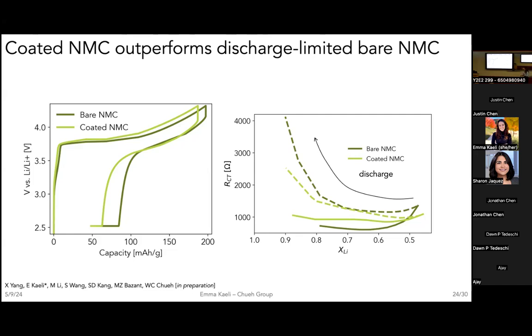And so this is a really important finding because now instead of just searching for coating materials that are going to improve oxidative stability at that interface, now we have to consider how we are impacting metrics like heterogeneity when we are designing coating materials.